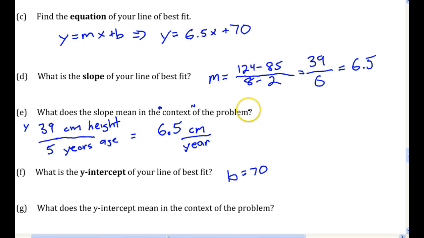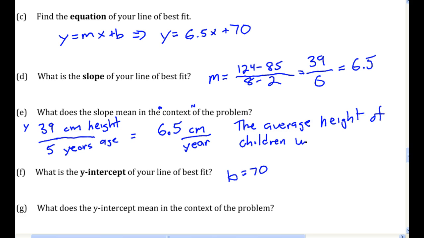The average height of the children will grow 6.5 centimeters every year. How about that? Okay, and write that out. The average height of children will increase 6.5 centimeters every or per year.